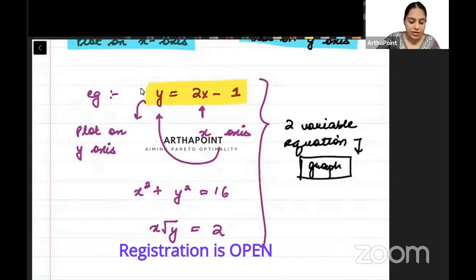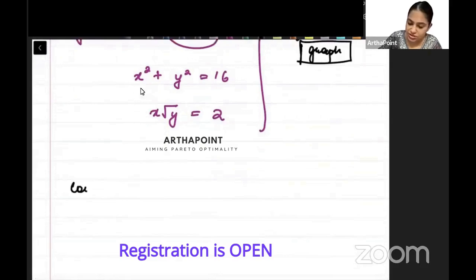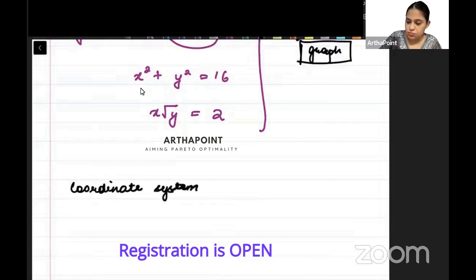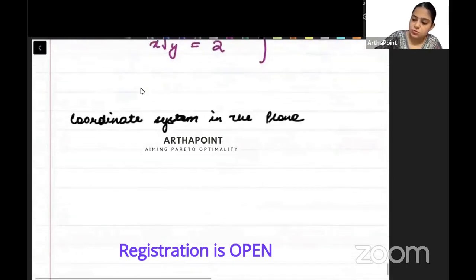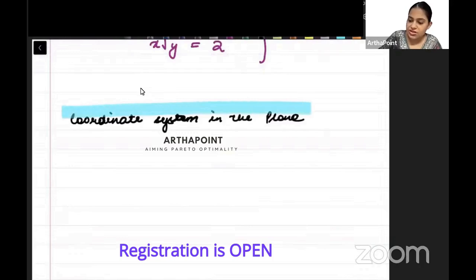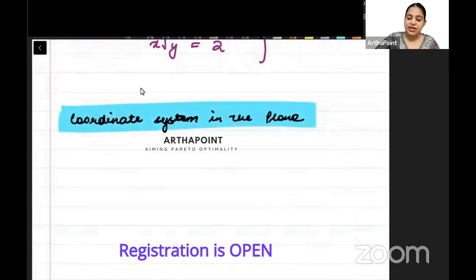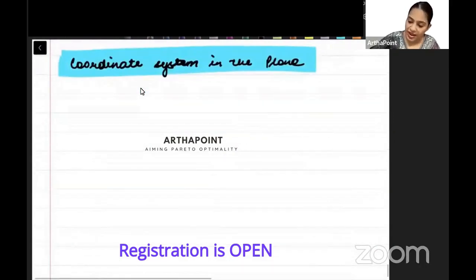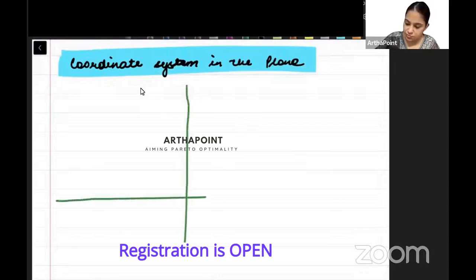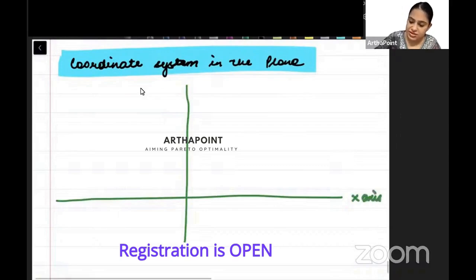ठीक है. Now we want to go ahead and we want to talk about something which is known as a coordinate system in the plane. Right, beta? Beta, coordinate system माने क्या? Means that we are drawing two axes. This is my x-axis, इसको मैंने x-axis बोल दिया, and this is my y-axis.